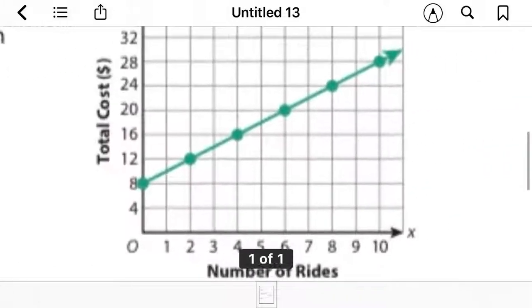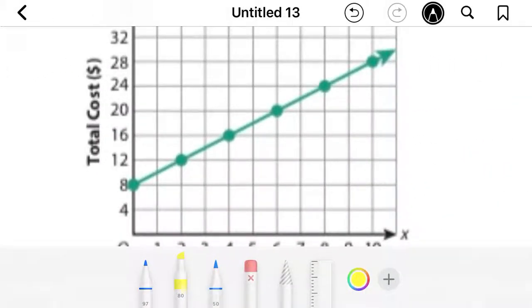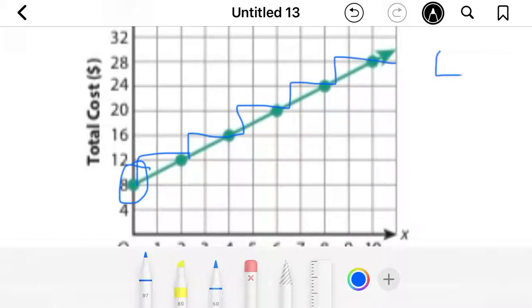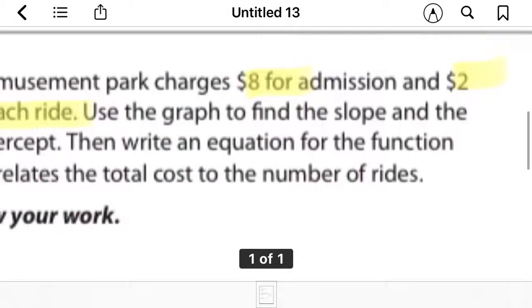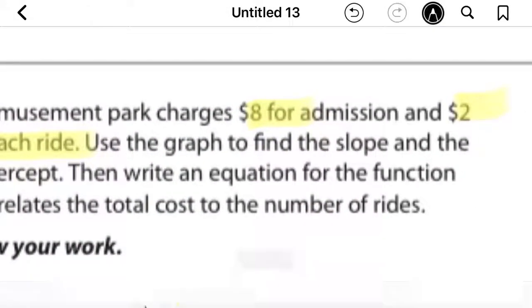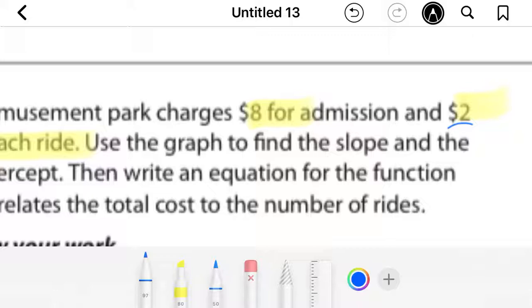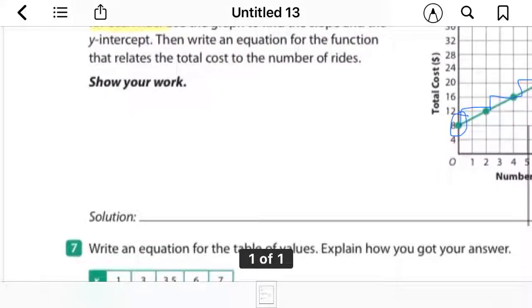So we take a look right here at the graph. We're going to circle some things. So there is your y-intercept. What I want you to notice is on the slope, it's going up 4 over 2, up 4 over 2, up 4 over 2, each time. So 4 divided by 2 happens to be 2. And if you go back to the problem and look at what each ride cost, it was also 2. So there's your slope, there's your y-intercept that go along with it.